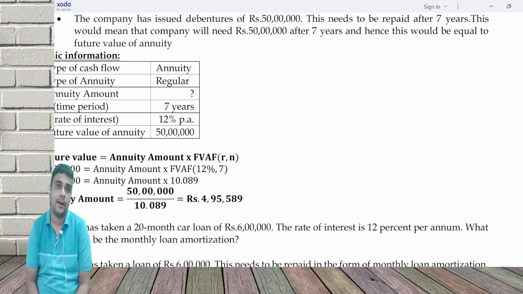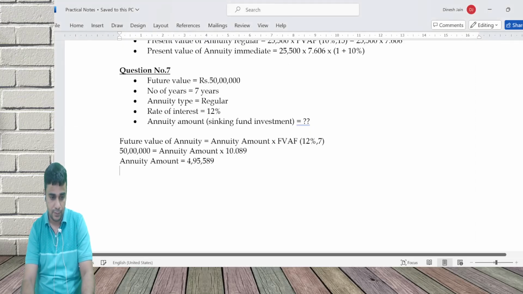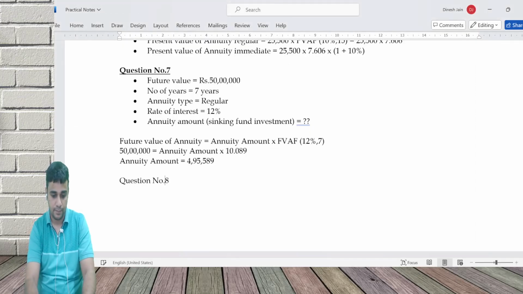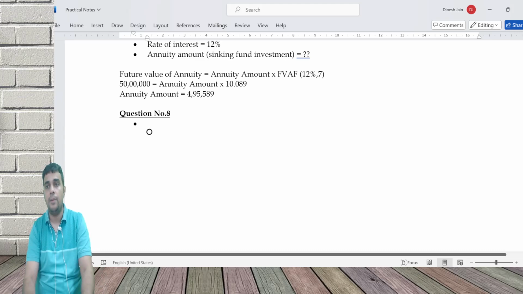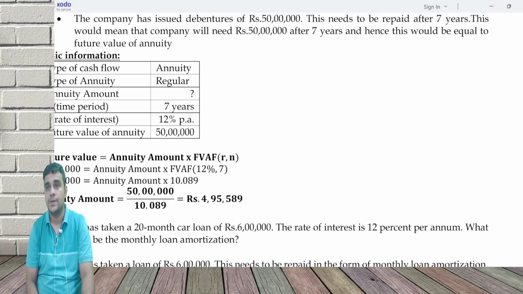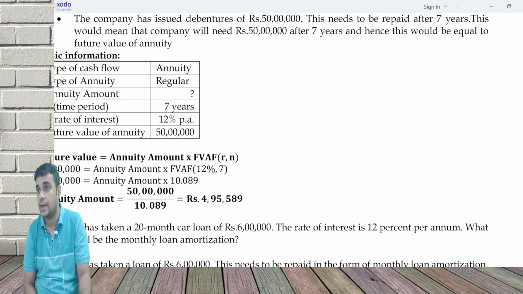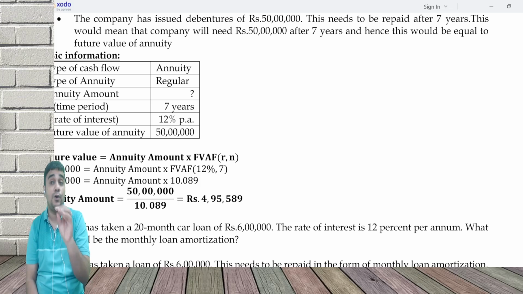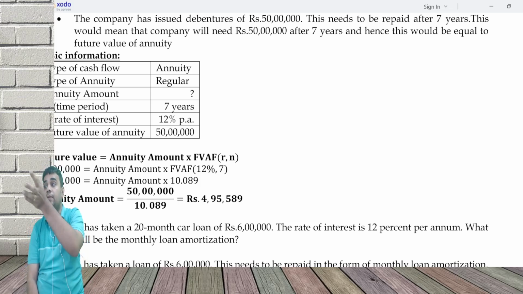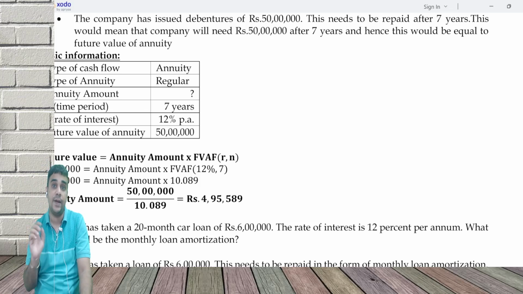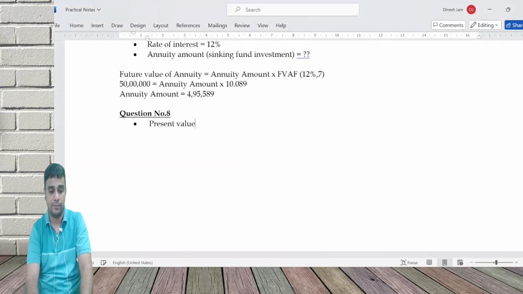Many a times in the practical world, interest or loan will be repaid every month rather than once a year. So EMI is what we are required to calculate. Let's capture basic information. Question 8. How much is the loan taken? 6 lakh, that is today's value. If you don't repay, 6 lakh will become 7, 8, 9 with interest. So 6 lakh is today's value, present value of annuity, in bracket loan taken.